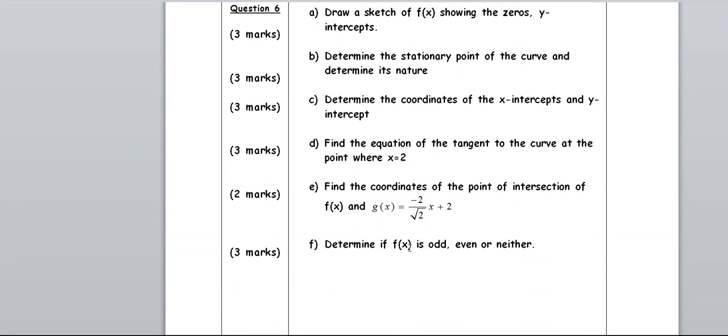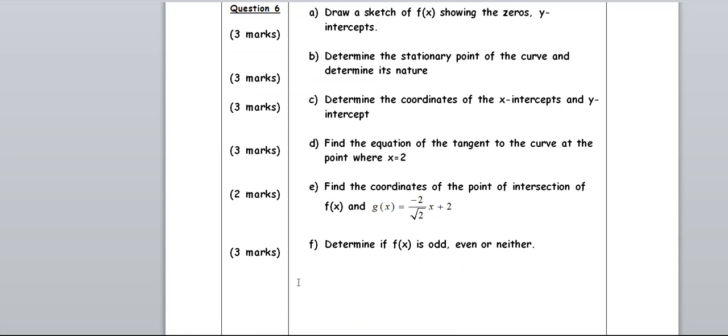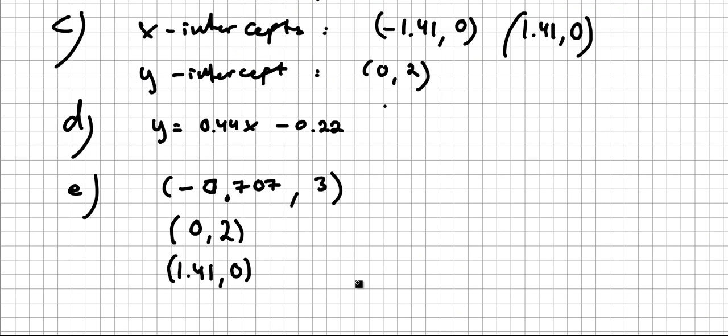Last question, determine if f of x is odd, even, or neither. Okay, so we have to remember the definition of an odd function or an even function. So let's have a look. If we just look at this part, everything to the right of the y-axis, do we have the mirror image on the left side? The answer is yes, because this part is reflected here. You can see the symmetry. And this part of the graph on the right side, you have its mirror image, so to speak, on the left side. So this function is even. So we're just going to write f even.